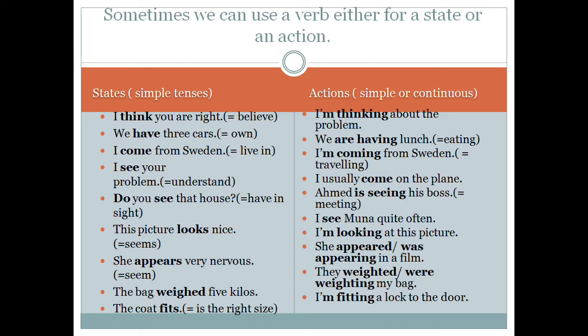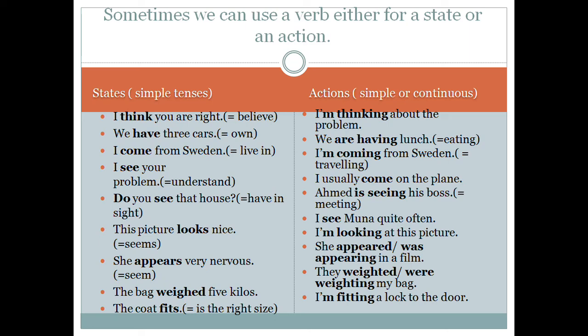Do you see that house inside? So verbs of senses are state verbs, so they should be in simple sentences only. But I see Mona quite often means I meet Mona quite often, and meet here is an action verb.